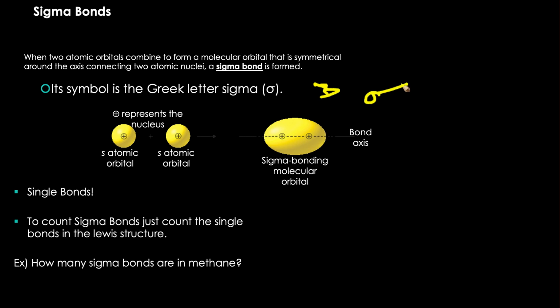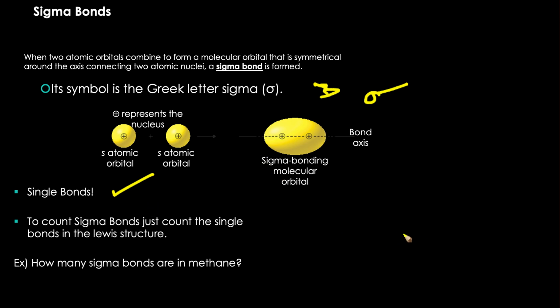So we see here the s atomic orbital. Remember, s orbitals have a spherical shape, and they produce the sigma bonding molecular orbital. And we see the bond axis right through the middle. And the positive charge represents the nucleus. Sigma bonds are single bonds. To count sigma bonds, just count the number of single bonds in your Lewis structure.